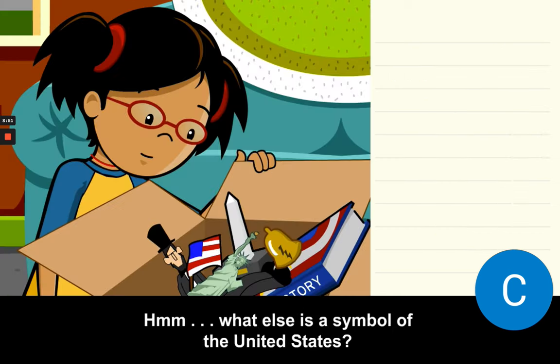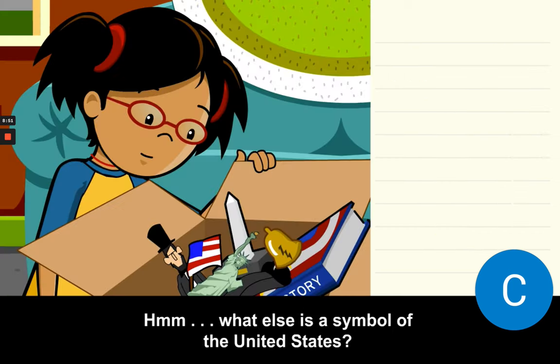And here's the timeline. The bald eagle seal was made in 1782. Now, here are some definitions from our picture glossary. These were some vocabulary words that we read throughout our book.